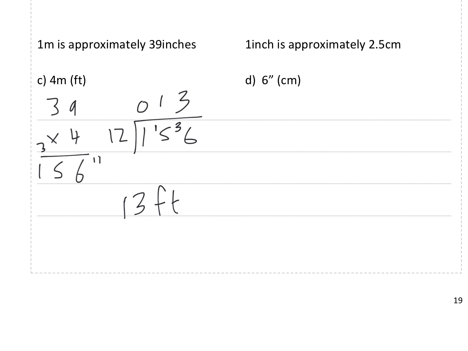Part D, we've got 6 inches, we need to change that into centimeters. And we know that 1 inch is approximately 2.5 centimeters. So 6 inches would be 6 times 2.5. Do it in the calculator, or maybe you'll do it on the side. 6 times 5 is 30. Put down your decimal point. 6 times 2 is 12, plus the 3 is 15. So your final answer would be 15 centimeters.